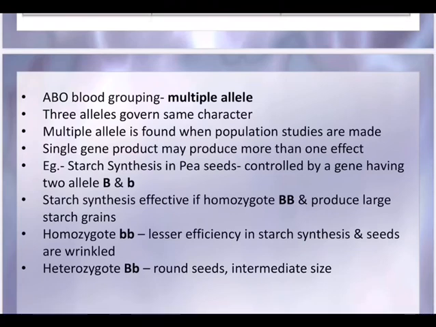So ABO blood grouping is a multiple allele factor. Multiple allele, we said 3 alleles, that is IA, IB, I0. 3 alleles govern the same character. What is that? They are governing the same character, blood group. Multiple alleles are found when population studies are made, and a single gene product may produce more than one effect.